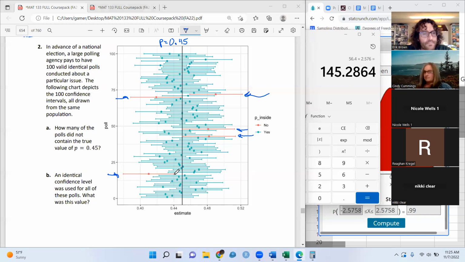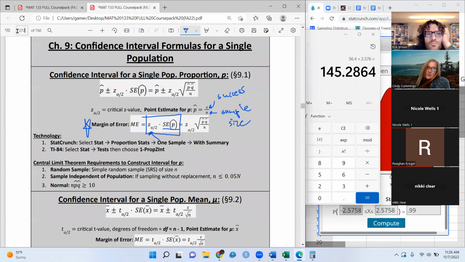Okay, what are you all thinking here? How many polls didn't have 0.45 in the confidence interval? Do you all know how to read these intervals, by the way? Maybe we should have checked. So you guys, if you're stuck, look at the notes. We did one exactly like this on page 209.